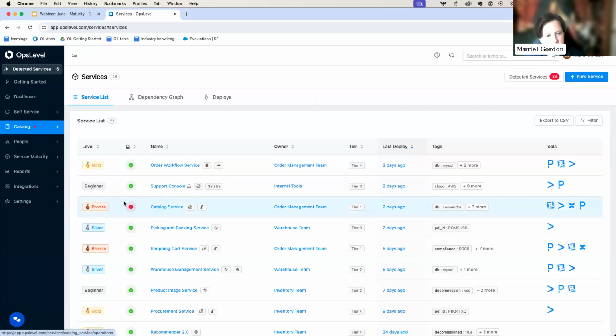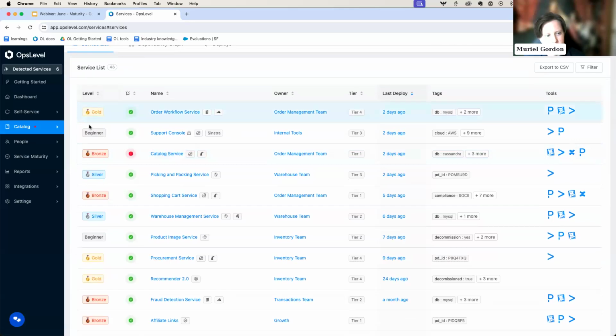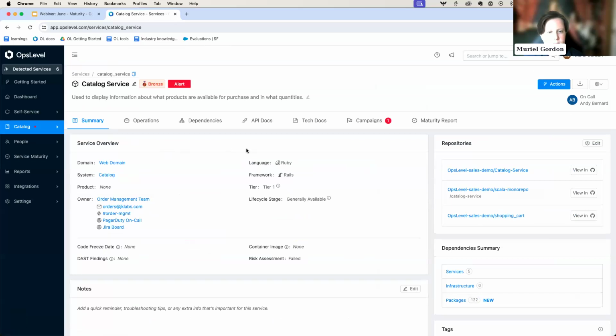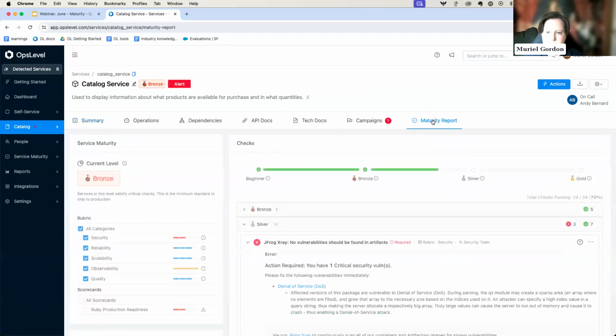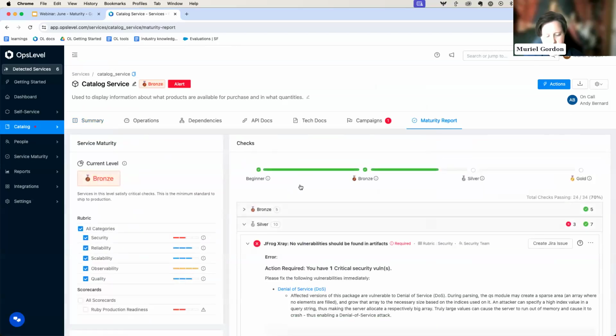And you may have noticed this column over here of Olympic medals. My services can obtain a level of beginner, bronze, silver, or gold. And let's use the catalog service as a way to explore how OpsLevel determines which level to assign to a service. And in this case, the level this service has obtained is bronze. We consider that production ready. And the level a service achieves is based on how many of the rubric checks that service passes.